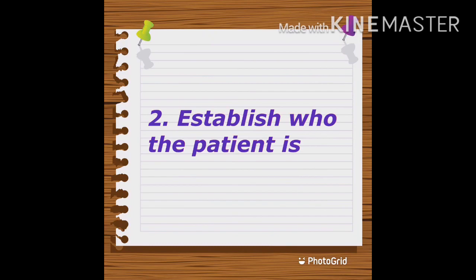Number 2, establish who the patient is and be sure that you have the correct chart for the correct patient. First, you have to check the ID band and you can ask the patient, what's your name? How do you spell your name? Can I ask you your date of birth? So, date of birth is more specific to identification than age is.